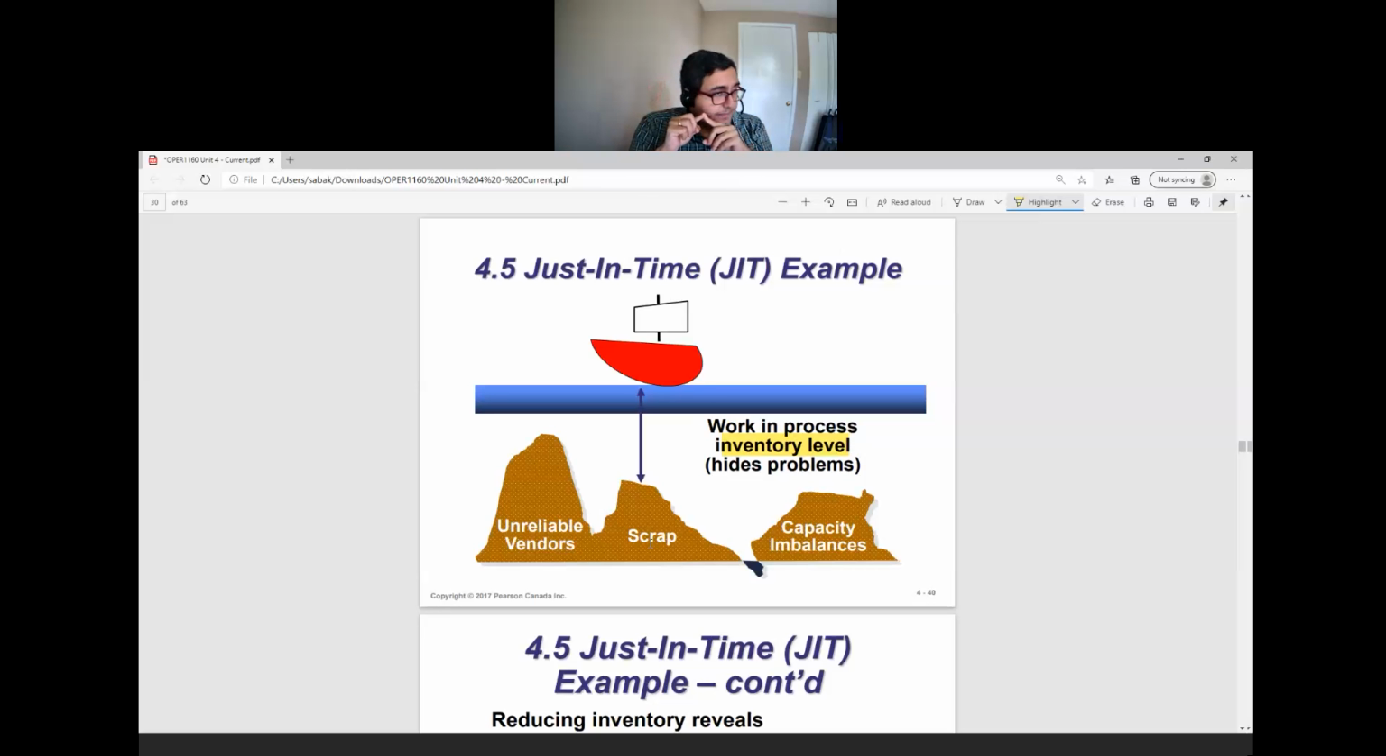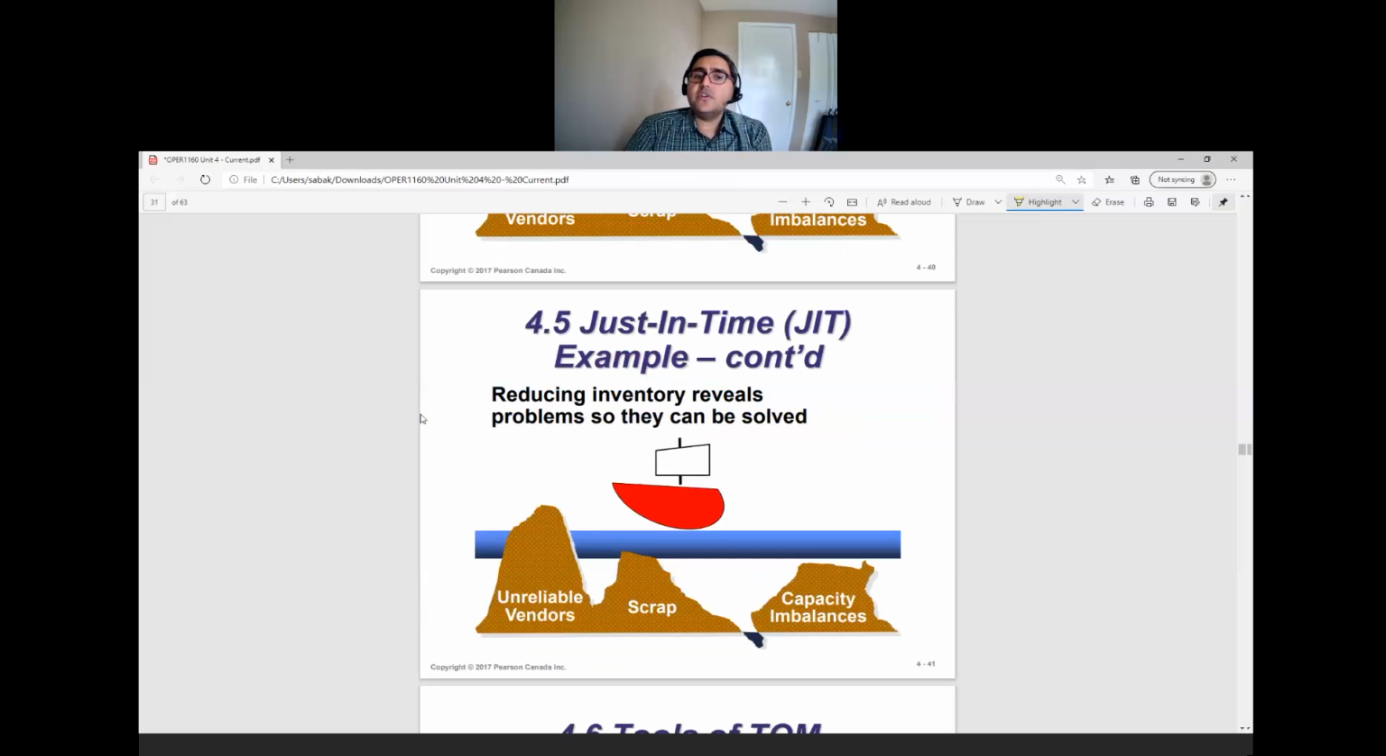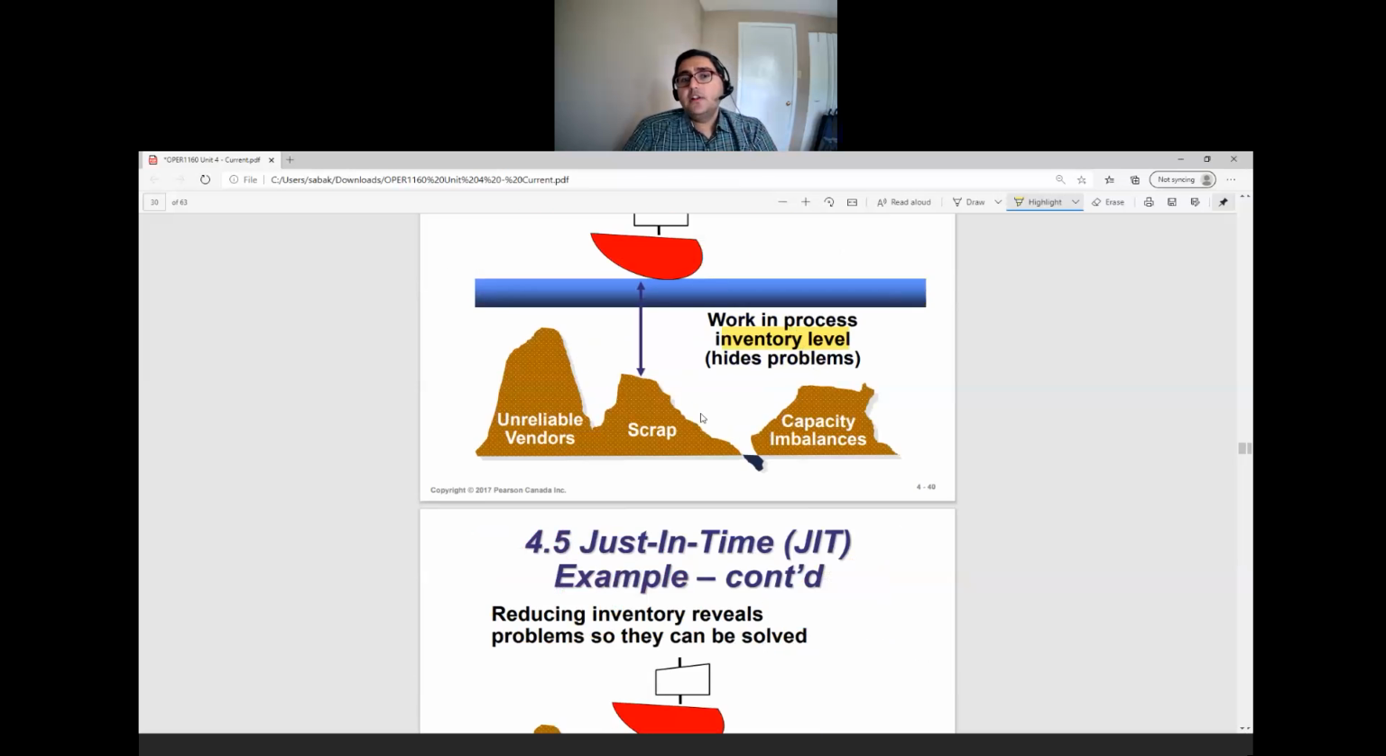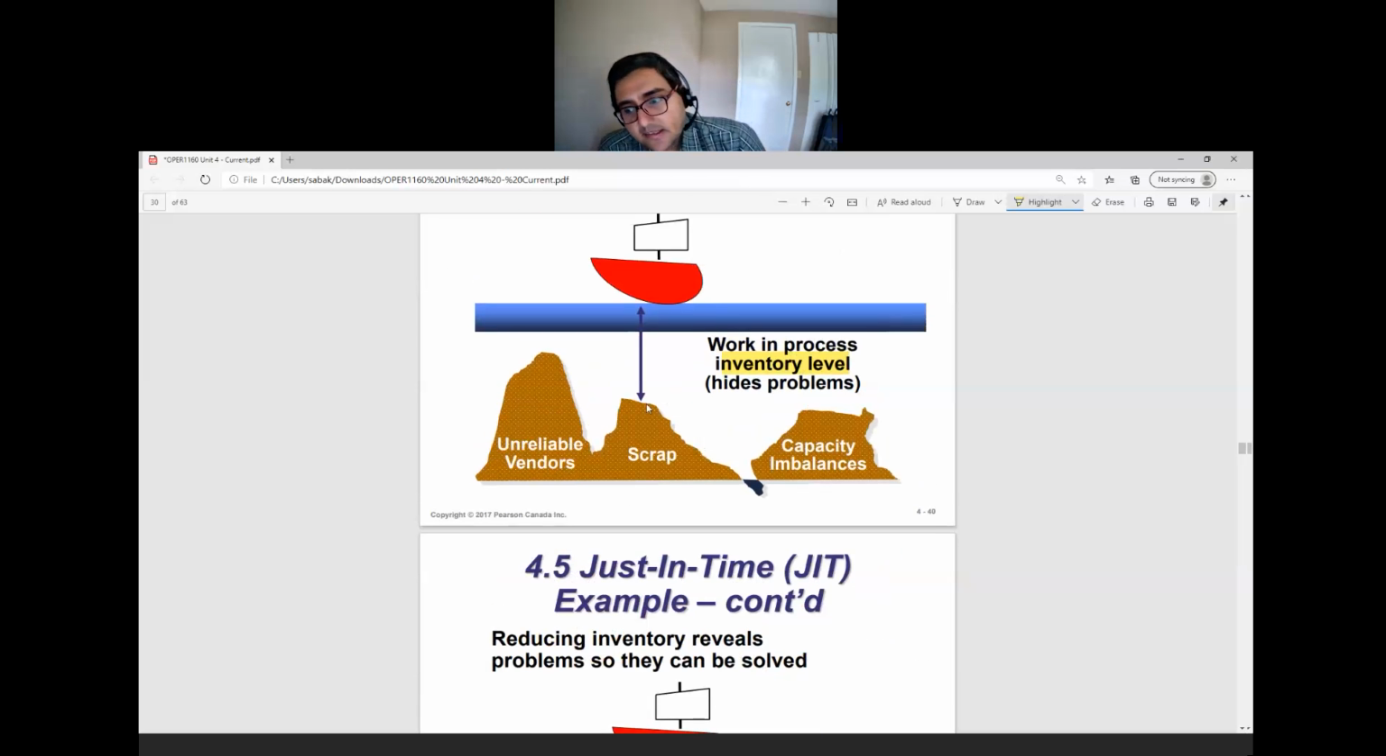I was saying how quality can reduce the cost. If your process is not efficient enough or it creates lots of scrap, that means you need to have lots of inventory in your organization. So just in time is one of the methods which helps to avoid inventory and improve the effectiveness of the organization. Reducing the inventory levels helps to reveal problems so they can be solved.